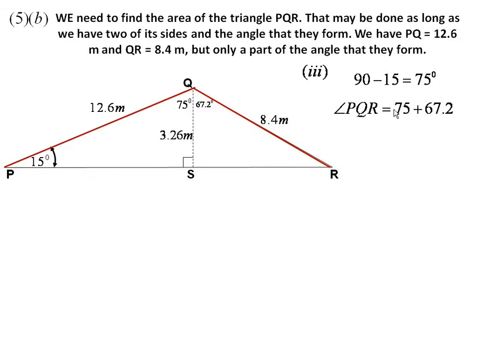So the entire big angle right there, which is PQR, this angle is the sum of 75 and 67.2, and that gives us 142.2 degrees.